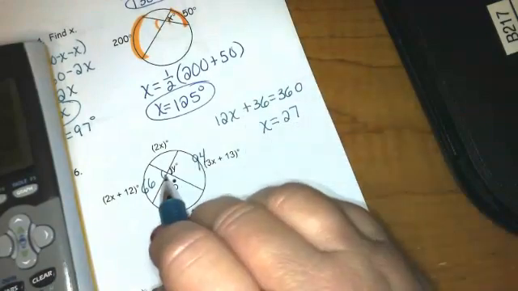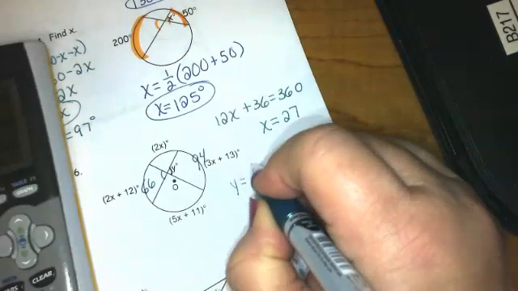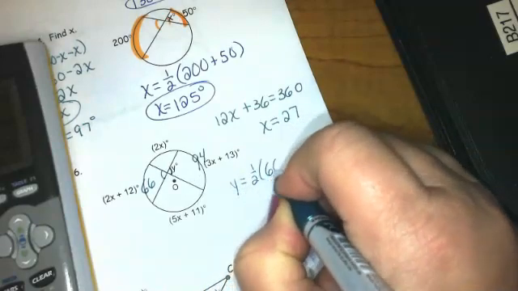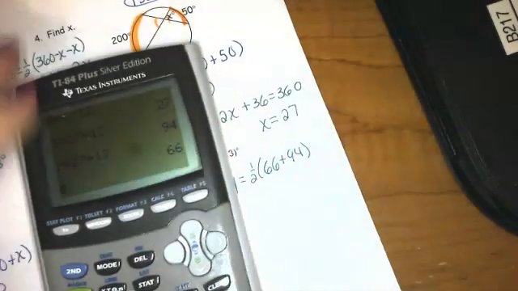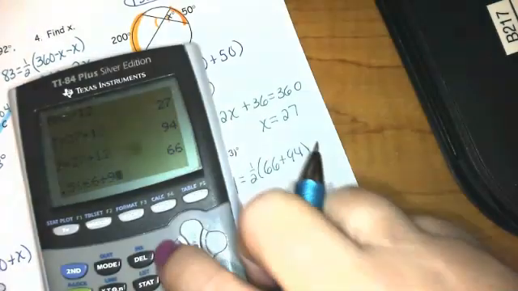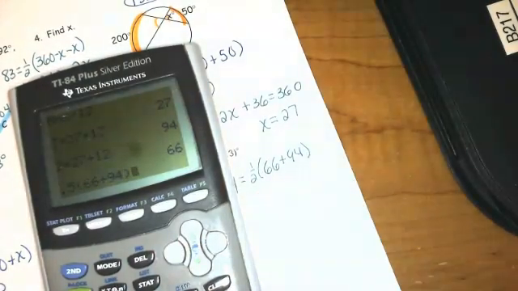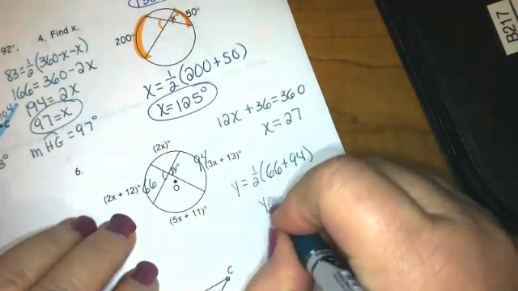Since it's inside the circle, you're always looking at the vertex. The angle equals half of the arc plus arc. So half of 66 plus 94 equals 80. Y equals 80 degrees.